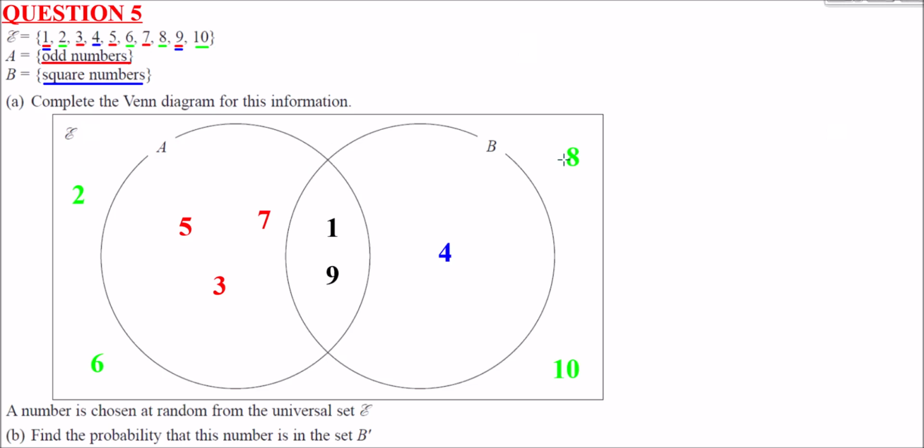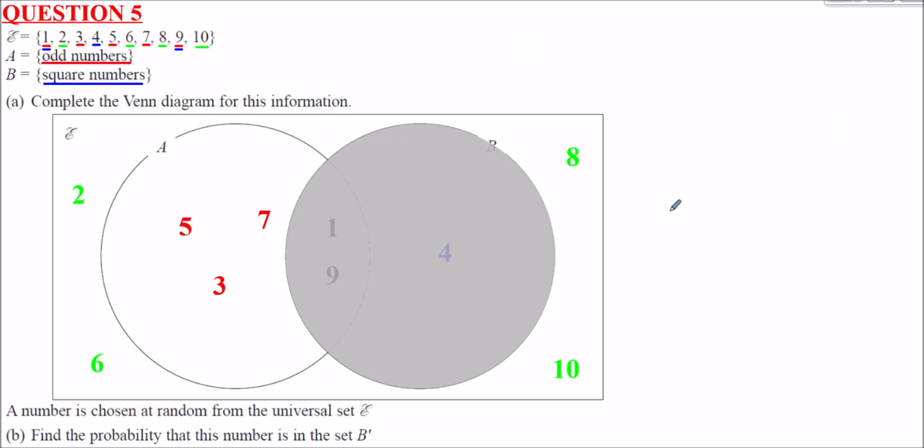Now for part B, it says a number's chosen at random from the universal set. So if a number's chosen at random, it could be any one of these 10 numbers. We need to work out the probability that the number chosen is in the set B dashed. B means set B. B dashed means not in set B. So if I just grey out set B and consider the numbers outside of set B, I've got 1, 2, 3, 4, 5, 6, 7 options out of a total of 10 numbers.